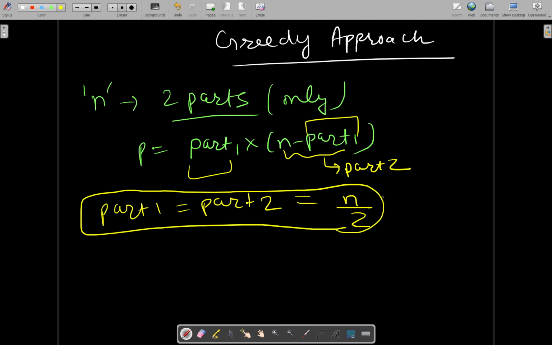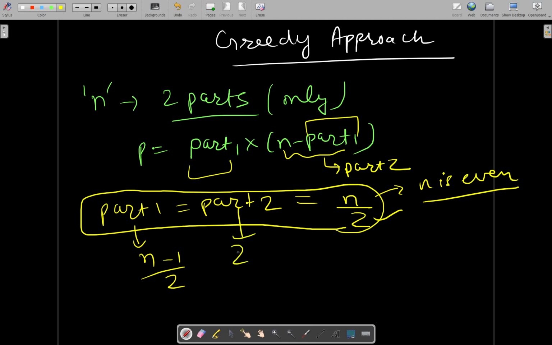This will be the case when, let's say, your n is an even number, it is divisible by 2. In case n is an odd number, then your part 1 will be n minus 1 by 2 and part 2 will be n plus 1 by 2. Okay, you can take any number.